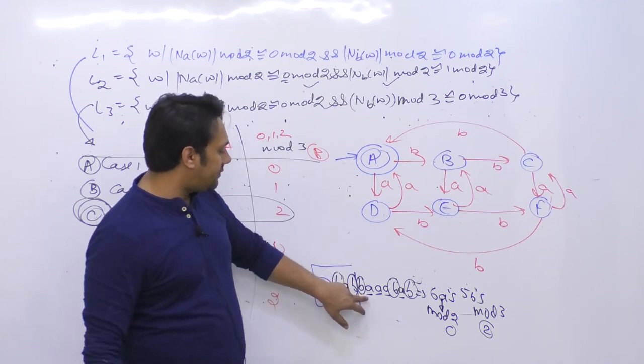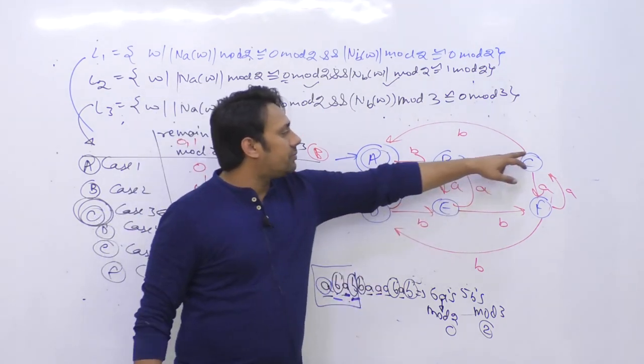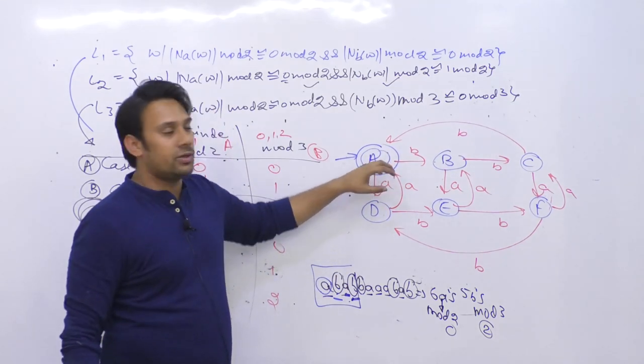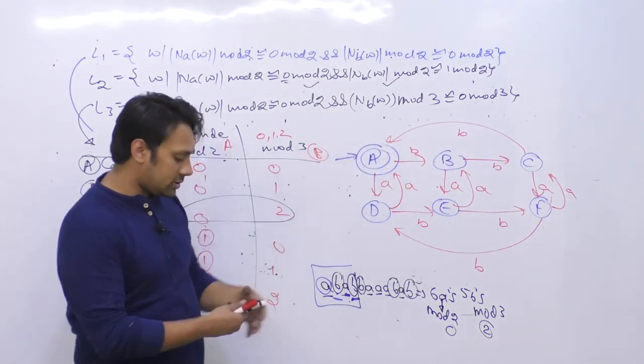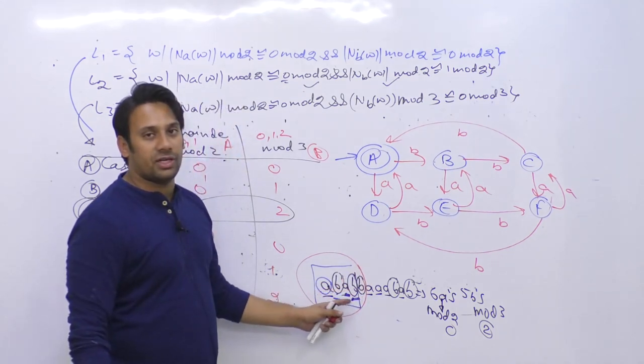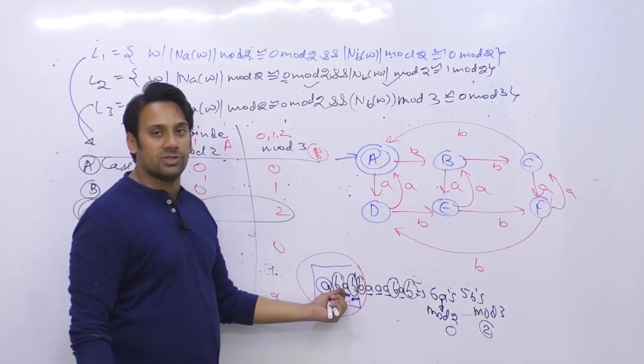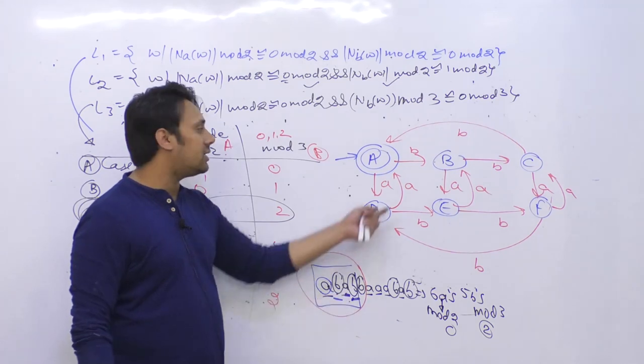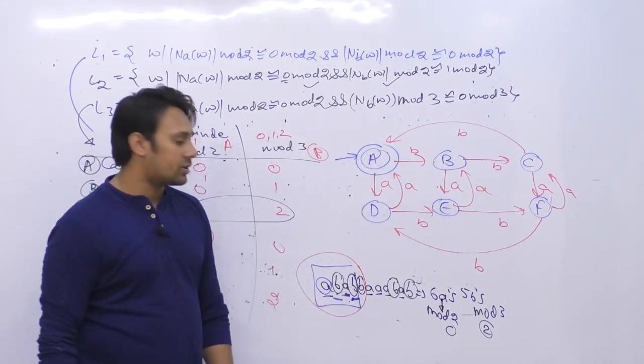Now if I again have a B, that means from B I can go to state A. तो हम state A पर दोबारा क्यों पहुँचे? Because till this time, number of B's are 3 and number of A are 2. तो B को 3 से divide करो remainder 0 आएगा, A को 2 से divide करो remainder 0 आएगा. That is why I am at state A.